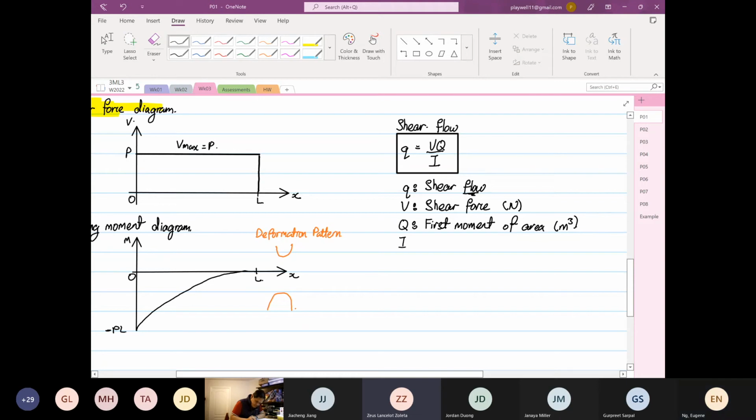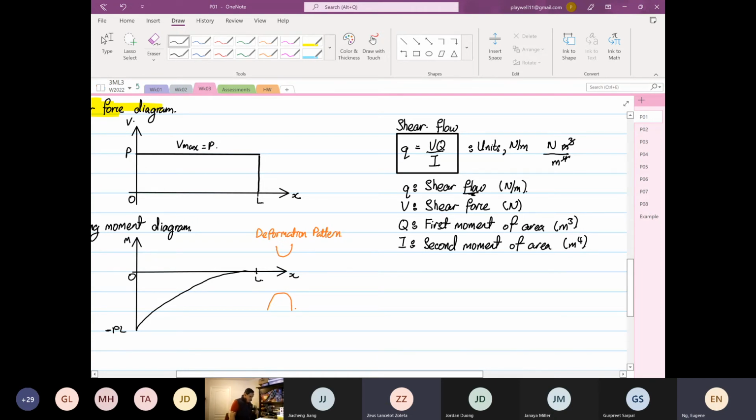And I is the second moment of area, so meter to the power 4. So if now we were to do a unit balance, you have V in Newton, Q in meter cube, I in meter to the 4. The units, as we just discovered, is in Newton per meter. So shear flow is in Newton per meter.